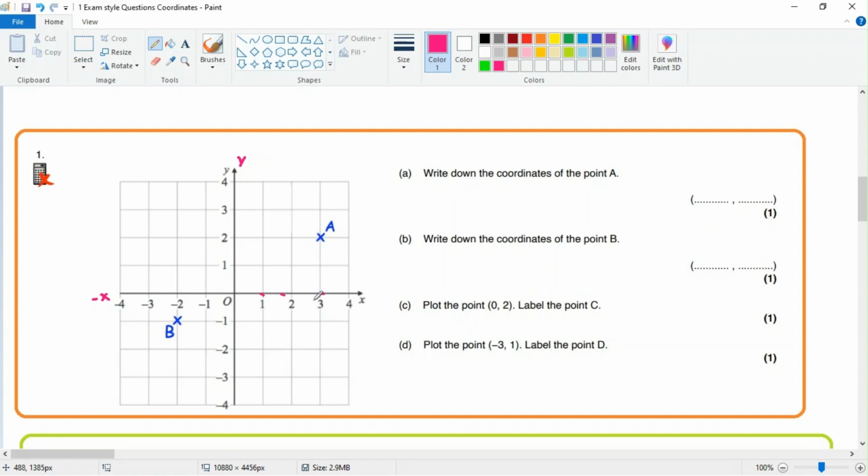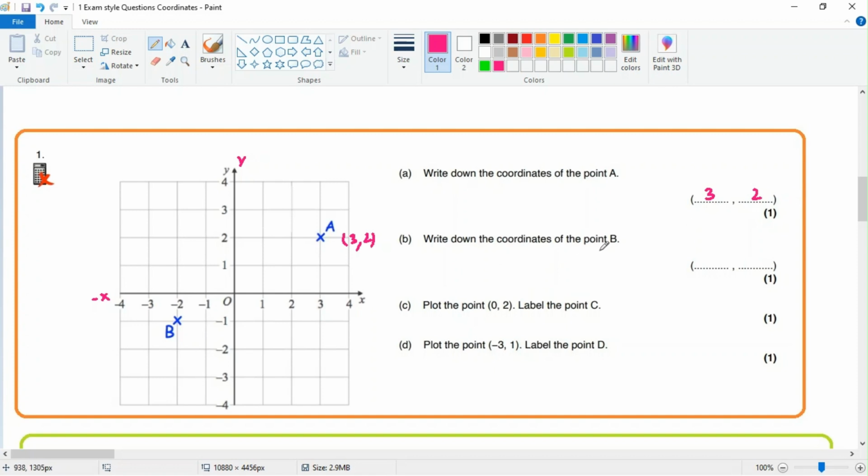X is always and always first. Okay, so you will be saying that it is 1, 2, 3 and 1, 2. So you'll be writing something like this: it is 3, x always first, and then comes the y coordinate. So here you should be writing 3 and 2, and you'll get 1 point for this.